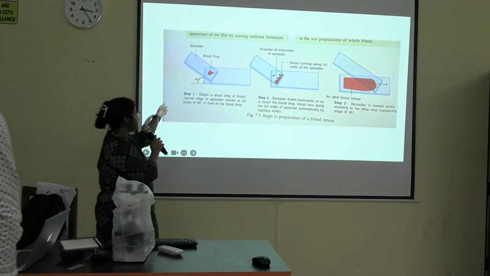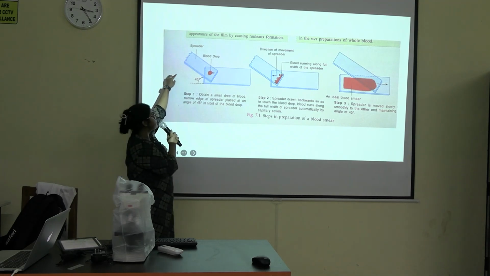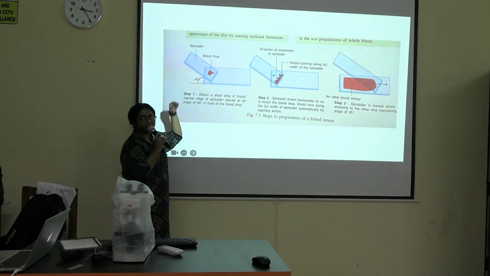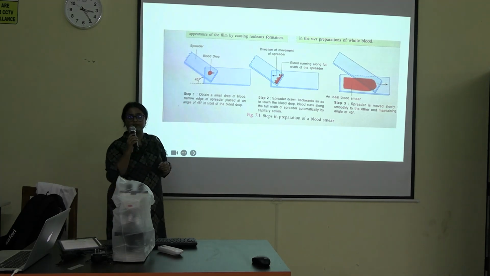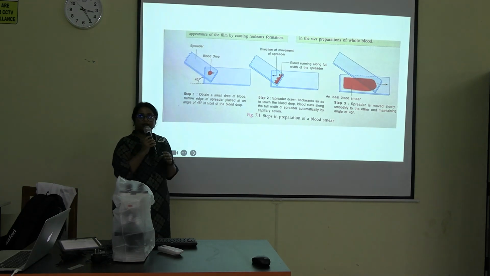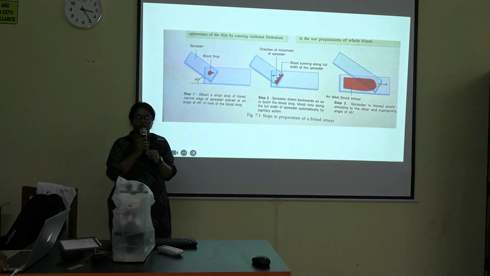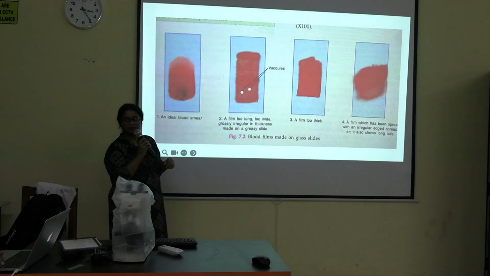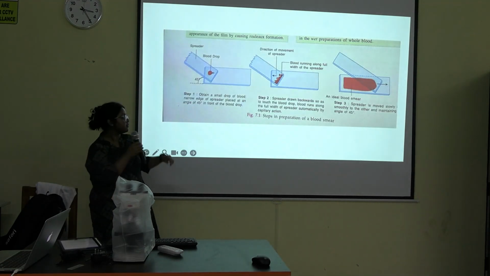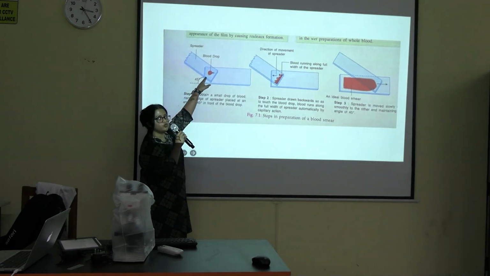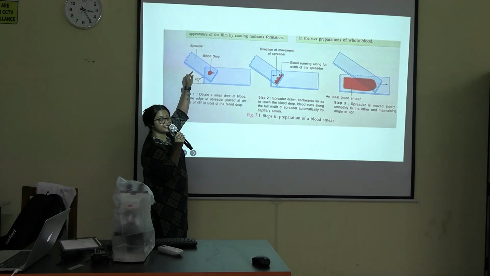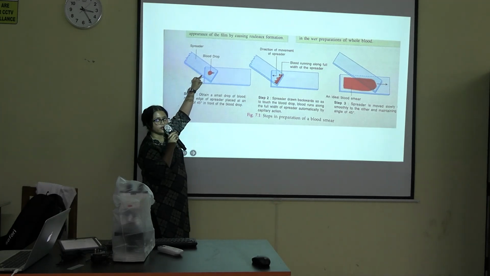So see here we have taken 2 slides, right? This one will be used as a spreader. Firstly, the slide should be clean enough. There should not be any grease. And then under all aseptic conditions, you will prick your finger again, like you used to do all the time. So 1 to 2 centimeter from this end, we'll just touch the drop of blood with it.